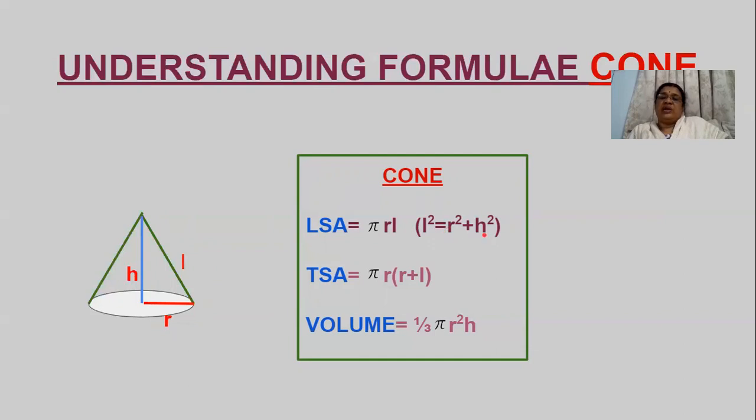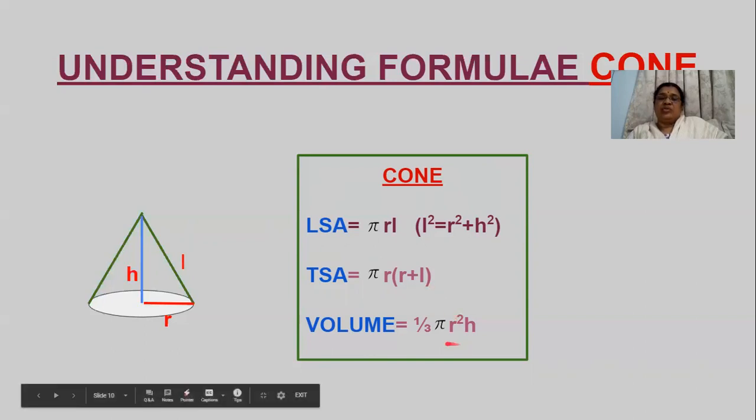If the R value and H value are given, we can easily find out the lateral surface area. First we have to find the value of L, then substitute the L value for finding the LSA. And here look at the total surface area formula also. It is pi r into r plus L.